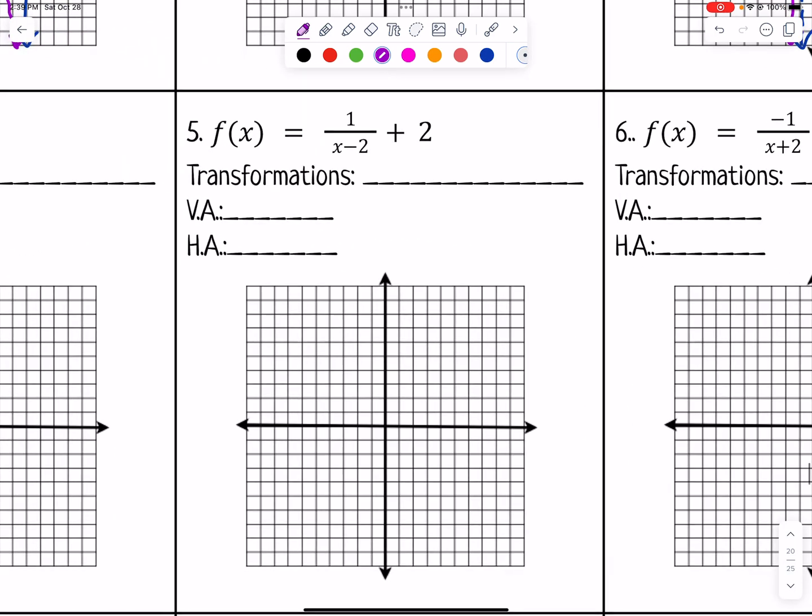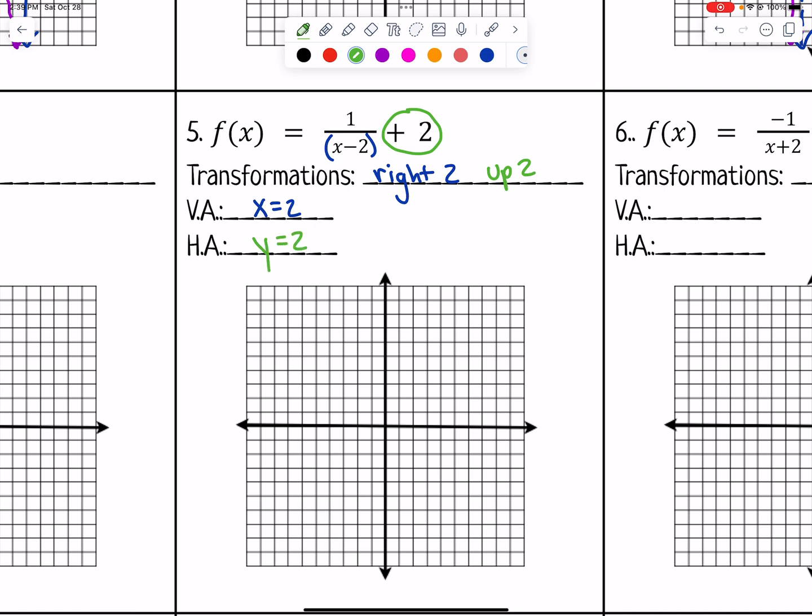All right, let's look at number 5. We have x minus 2 in the denominator, which is going to make it shift right 2. And then that's going to make it have a vertical asymptote at x equals 2. Those are paired together. The positive 2 in the back makes it shift up 2 because that's not in the grouping symbol, which will be y equals 2.